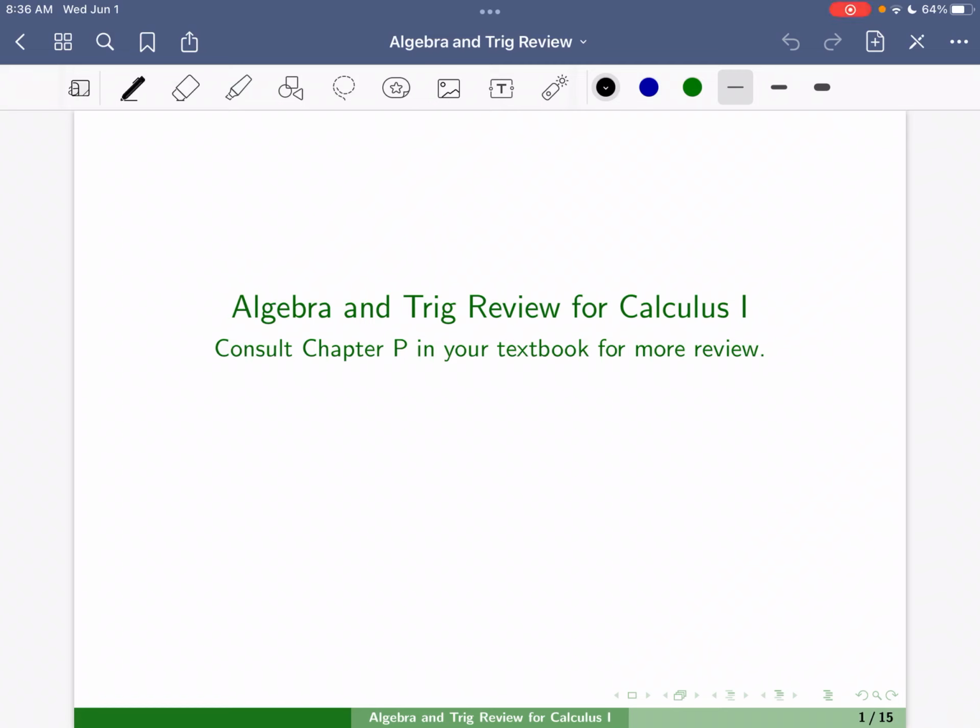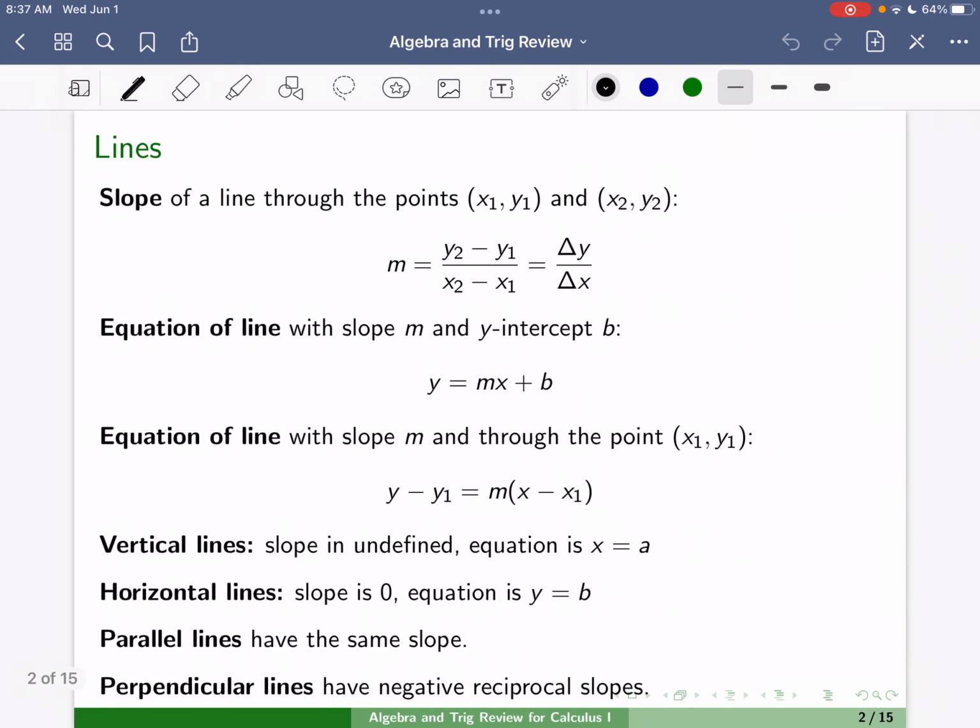In this video, we're going to take a look at some algebra ideas. In particular, we are going to look at some ideas related to graphs. And in the following videos, we'll look at some other algebra and trig reviews that's going to be important as we go through Calculus 1. But let's jump into some ideas about lines, just recalling some definitions that we have seen before.